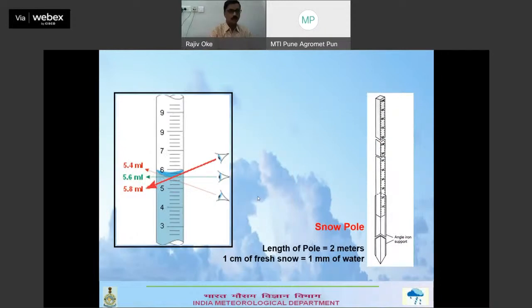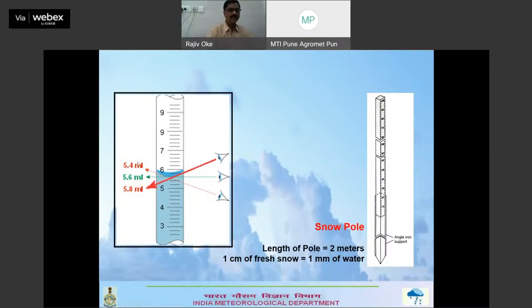The method to denote the actual reading of the rainfall is, the best method is to take the reading at your eye level. And water, since it has a low density as compared to mercury, always takes a concave shape, jabki mercury jo hai convex shape leta hai. So we have to take the lower meniscus of it. So you have to lower your eyes or bring the measuring cylinder to your eye level.